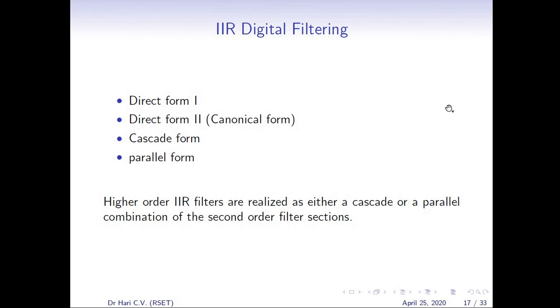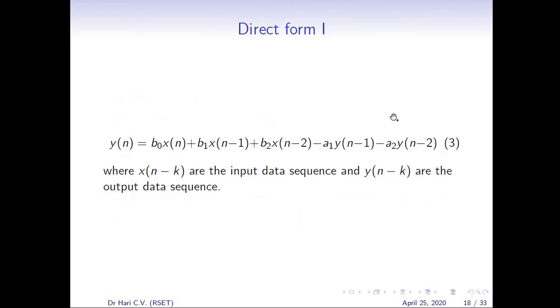Now we are going to IIR digital filtering. The different forms of IIR filter structures are direct form 1, direct form 2 or canonical form, cascade form and parallel form. Higher order IIR filters are realized as either a cascade or a parallel combination of second order filter sections. Now the direct form 1: the standard equation is y of n equals b naught x of n plus b1 x of n minus 1 plus b2 x of n minus 2 minus a1 y of n minus 1 minus a2 y of n minus 2, where x of n minus k is the input data sequence and y of n minus k is the output data sequence.